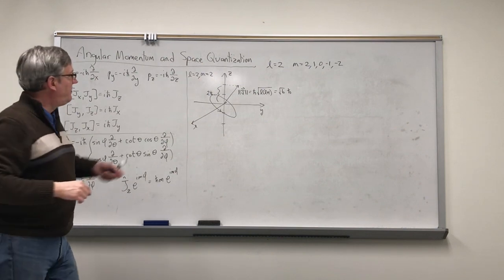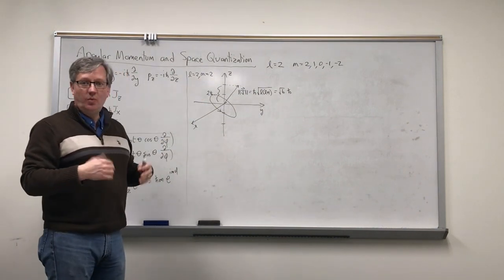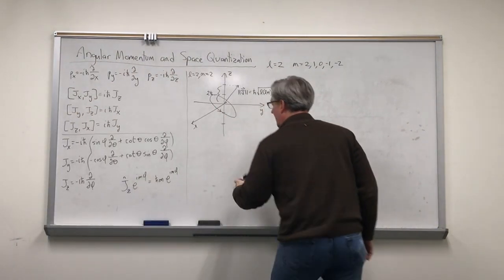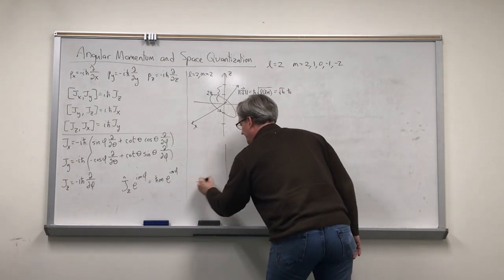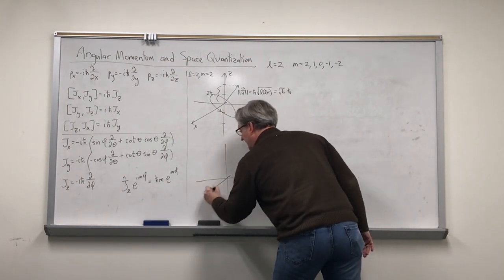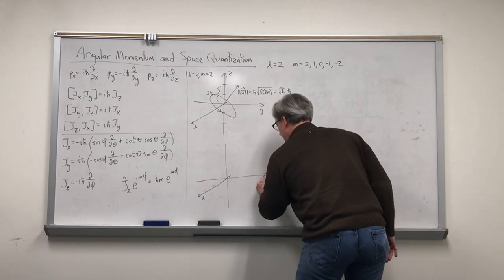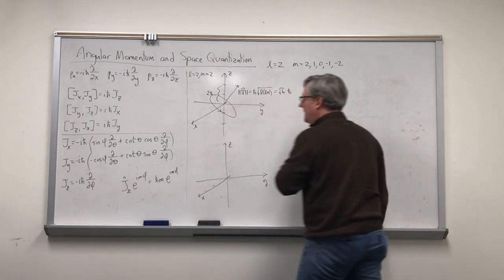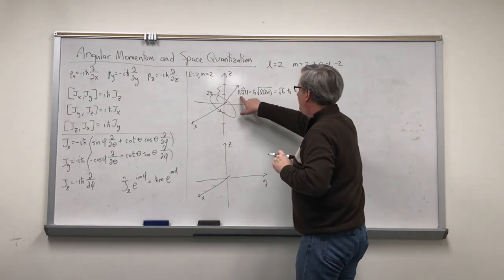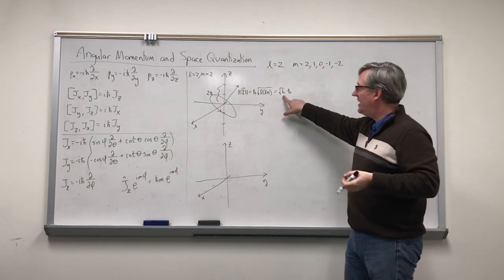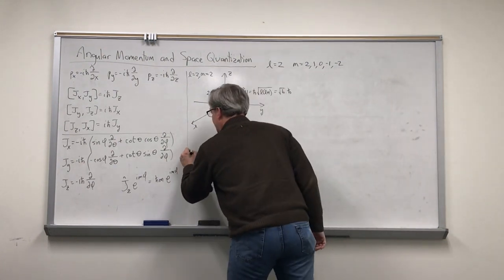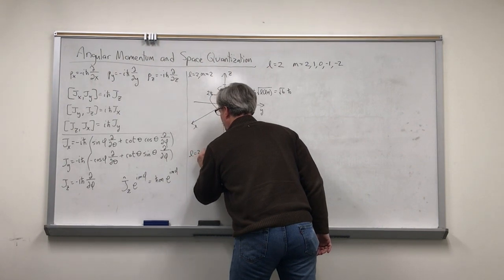Now what happens then if I choose L equals 2, m equals 1? Let's just put that one right here. I'm going to draw the same thing, same x, y, and z axes. The length of the vector still must be root 6 h bar because, in this case again, I have L equals 2, m equals 1.